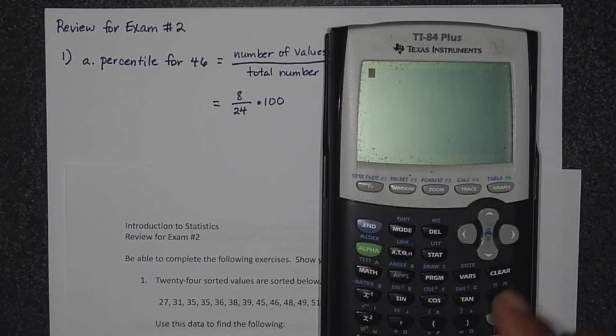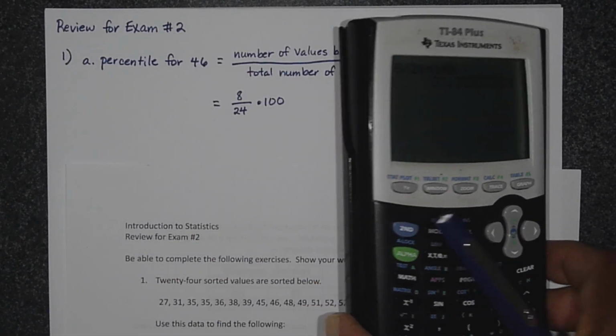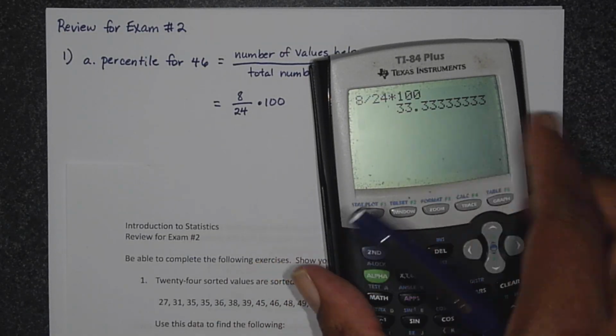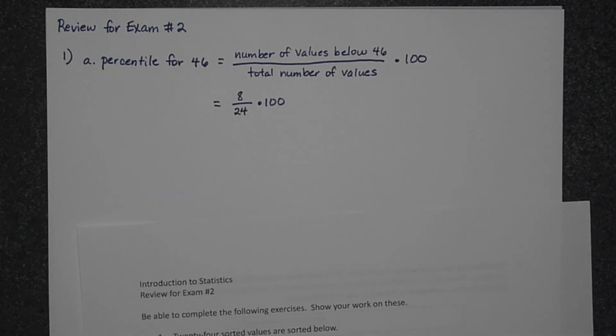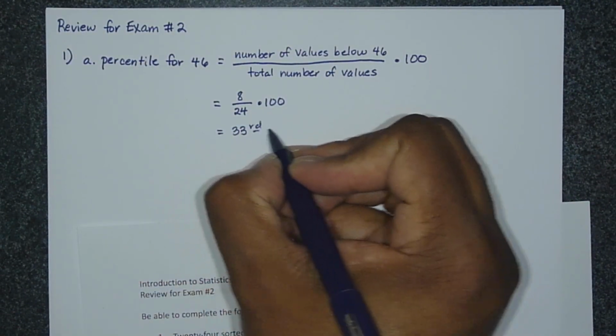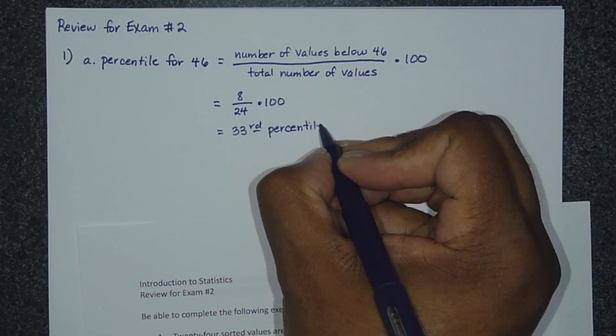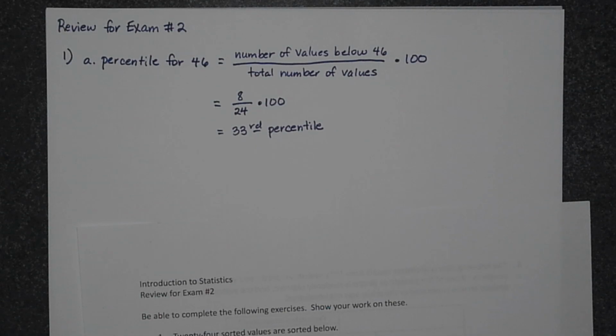8 divided by 24, then times 100, that'd be 33.3, but we just round to the nearest whole number. It'd be 33. And this represents the 33rd percentile. So the number 46 represents the 33rd percentile.